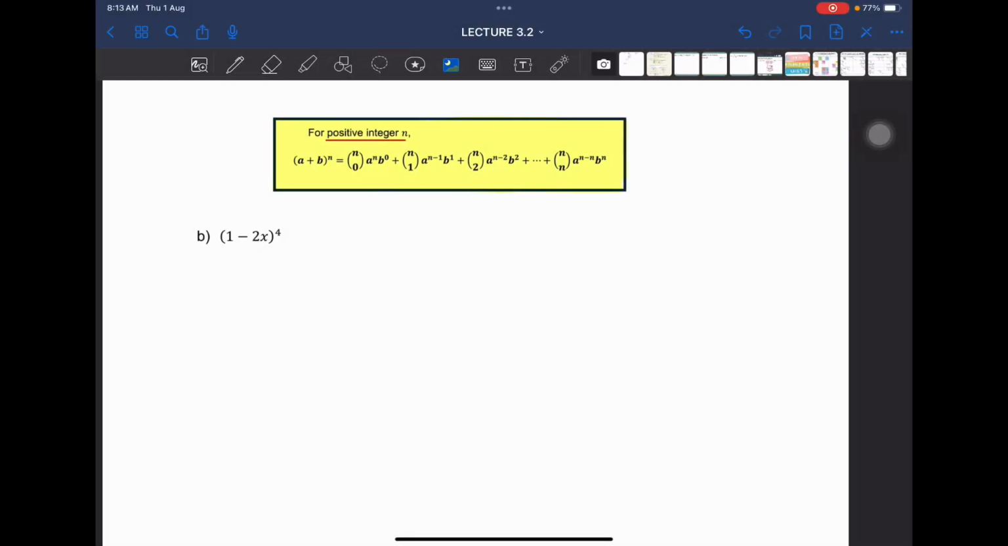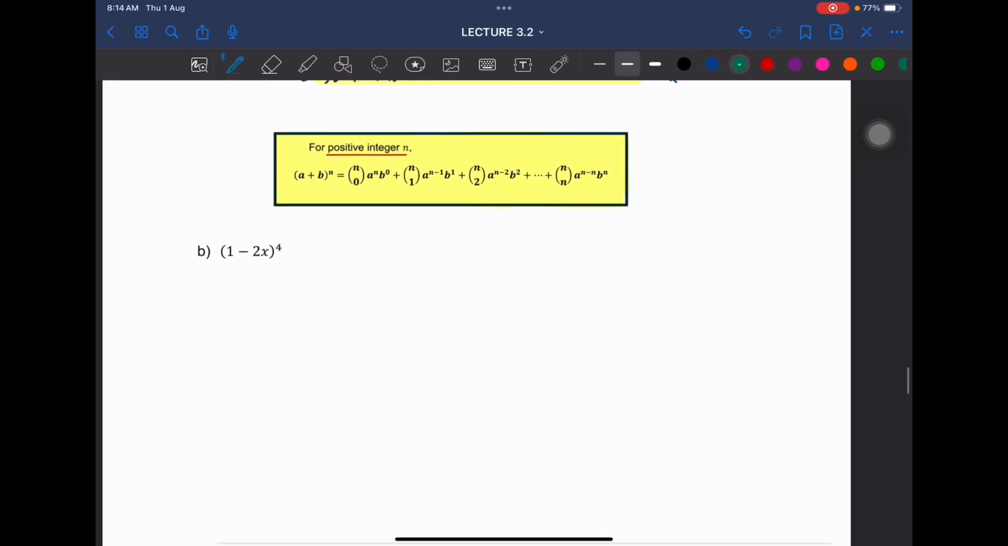Alright, so now let's try another one. Okay, so to make sure you really understand how to apply the formula. So the second example, we have (1 minus 2x) to the power of 4. So check your n. Your n is a positive integer, so we can use this formula. We have a plus b. We have 1 plus negative 2x. Okay, so we can use this formula.